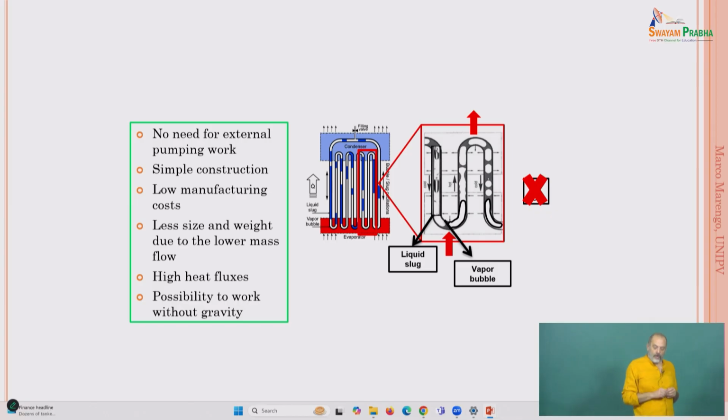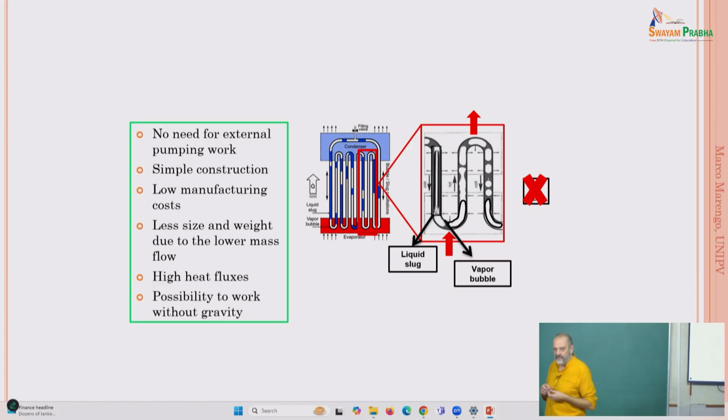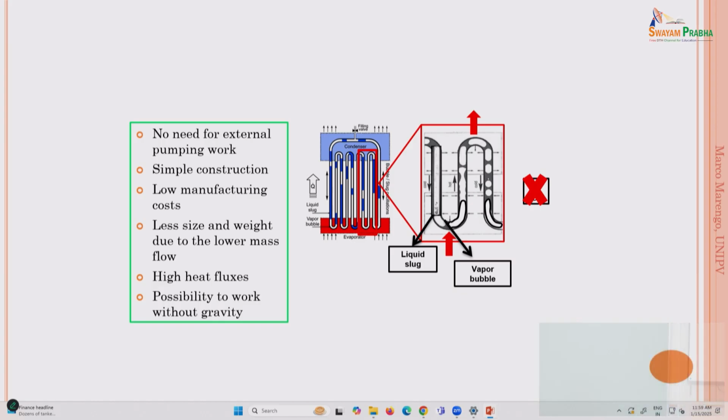And it's possible to work without gravity. This is the work of my group. We were, I think, the first to have an experiment on a parabolic flight that was able to prove that the system was working. Of course, with less efficiency, but still possible.